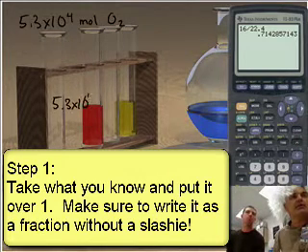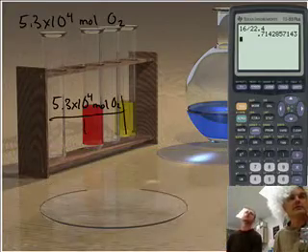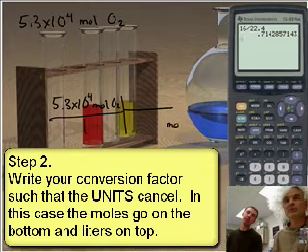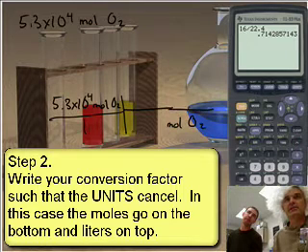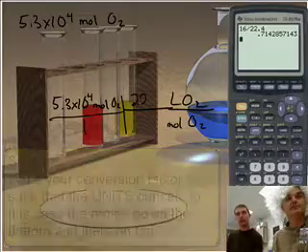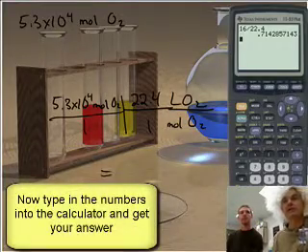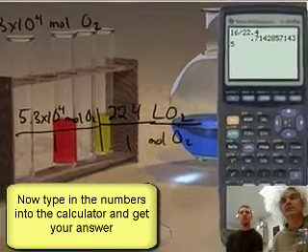Okay, so start with what you know. 5.3 times 10 to the 4th moles of O2 over 1. Always put over 1. And then I want moles of O2 on the bottom and liters of O2 on top. Assume it's at standard temperature and pressure. The 1 goes with the mole, 22.4 liters and 1 mole. So we're just going to multiply these.